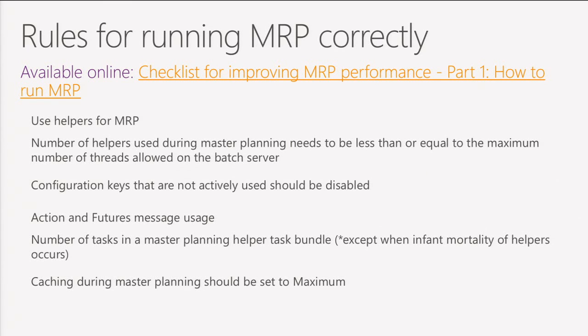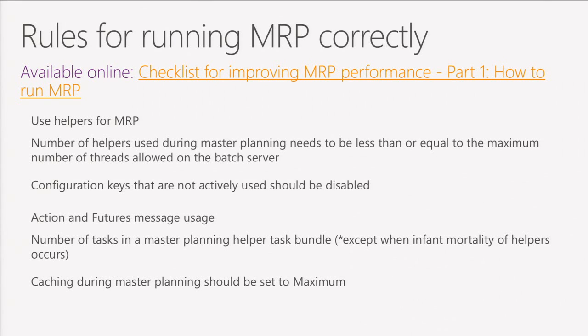Third rule, a very important rule actually, configuration keys that are not actively used should be disabled, and I'm primarily talking about the process industries configuration key. Due to the nature of process industries, MRP is doing a lot of things that, if you don't use, maybe disable the PI key and everything will start going faster.